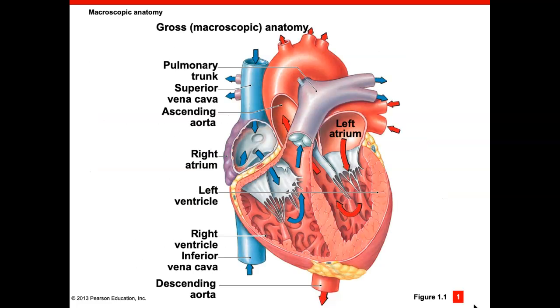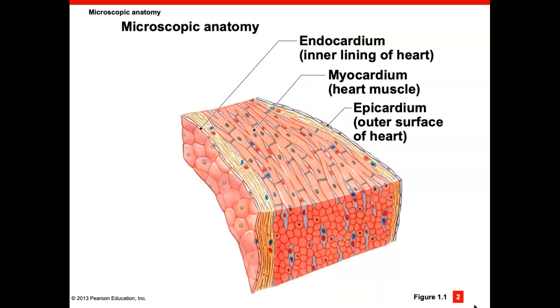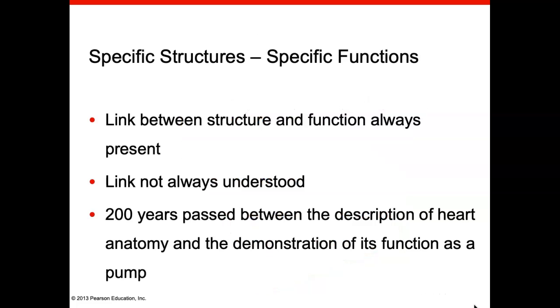Here's the gross anatomy of a heart. You can see the heart with your naked eye. And here's the tissue, which is microscopic anatomy. Of course, there's a link between the structure and the function, but this link has not always been known.